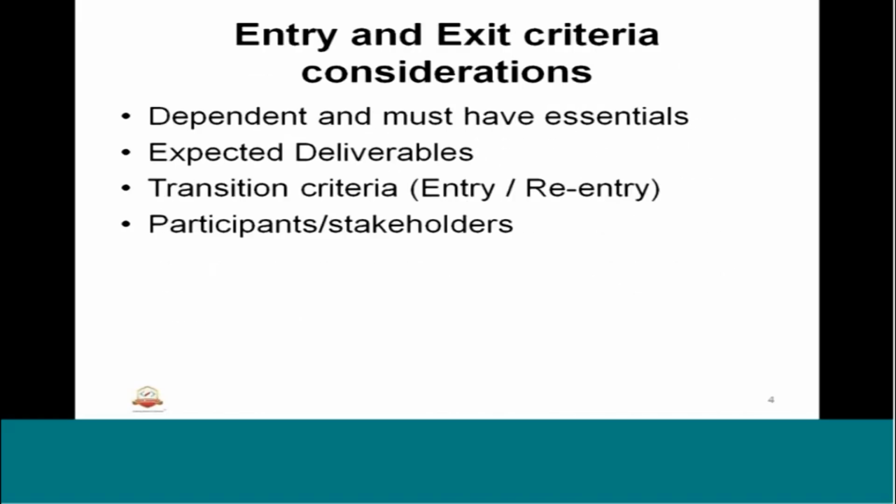So some of the considerations for entry and exit criteria are as below. It is dependent and must have essential. That means entry and exit should be in place, and it's a dependency on that particular stage. So without this, it will not move. Then what are the expected deliverables in that stage before we call it an exit? There are certain deliverables that stage ends with, so that is part of the exit criteria. Then how it transits: entry, re-entry.